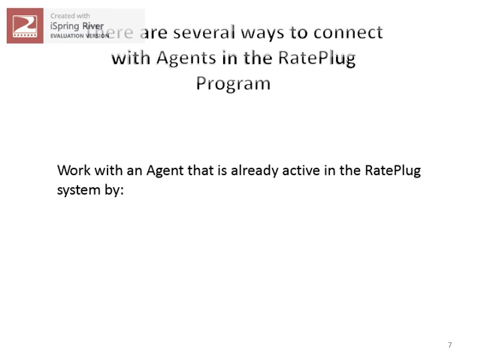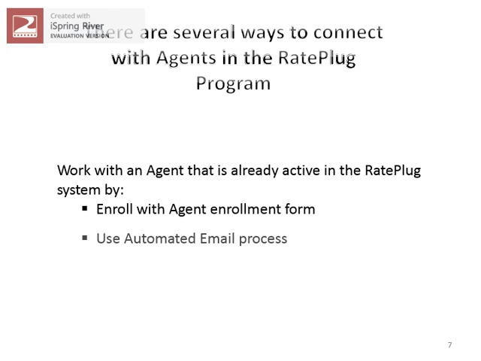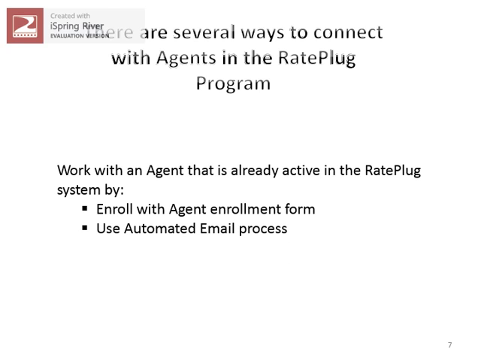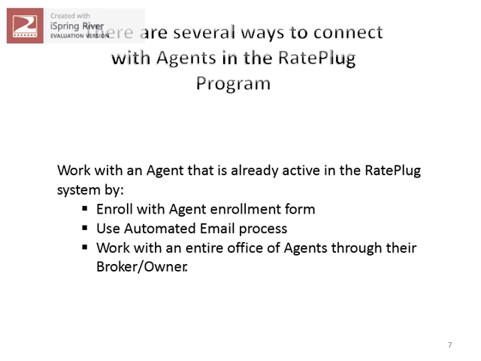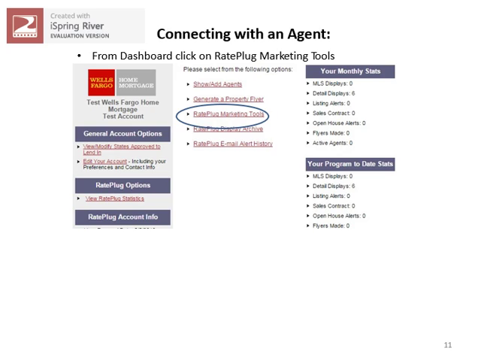Now, there's several ways that you can connect with your agents in our system. You can either use an agent enrollment form, use our automated email process, or you can connect with an entire office using our office affiliation form.